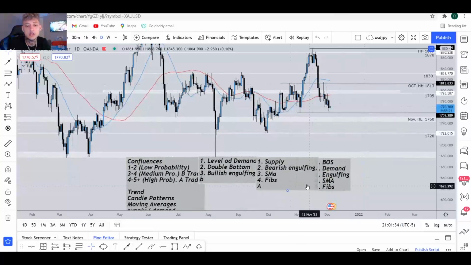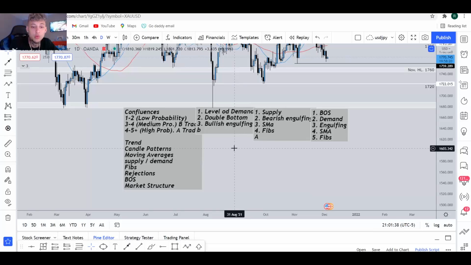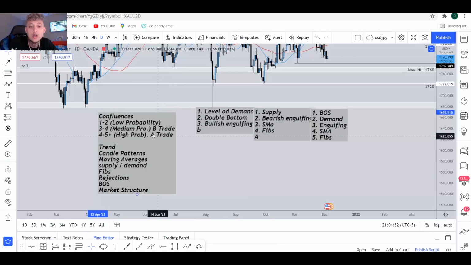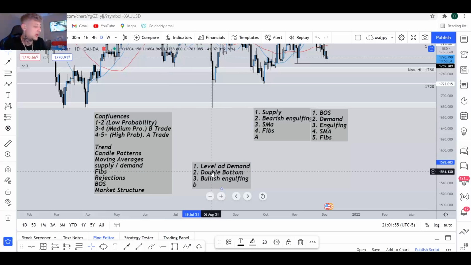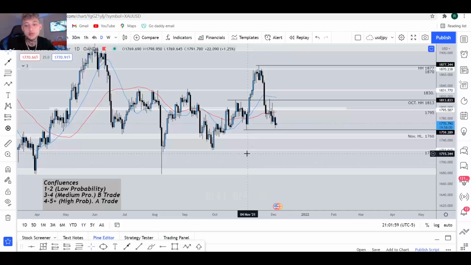As you guys can see here, we still have everything from last time. So let's go over a quick recap. When we have 3 to 4 confirmations, that is a B trade, that is a medium probability trade, right? When we have 4 to 5 confirmations, that is an A trade, right? Let's just keep that in mind. And then down here we have what some of the confirmations could possibly be.